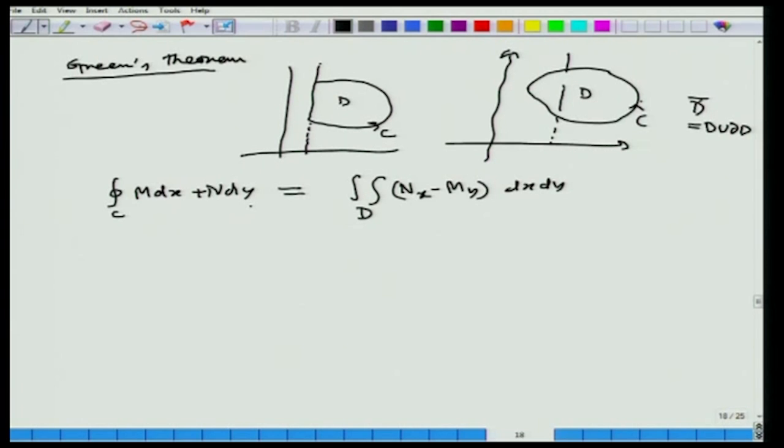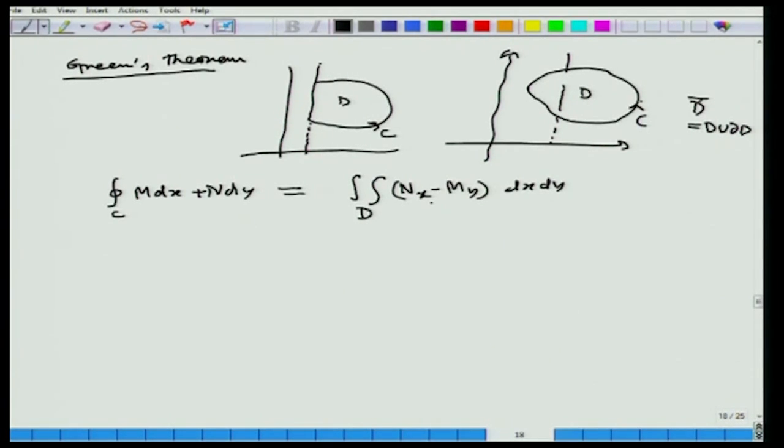So this is the statement of Green's theorem under these restrictions on n and m, that inside D the partial derivatives exist and they are continuous, and on the boundary, that means on C, m and n are piecewise continuous. That is what is required, and under these conditions we have the line integral of m dx plus n dy equal to the double integral over this domain D of n_x minus m_y dx dy.